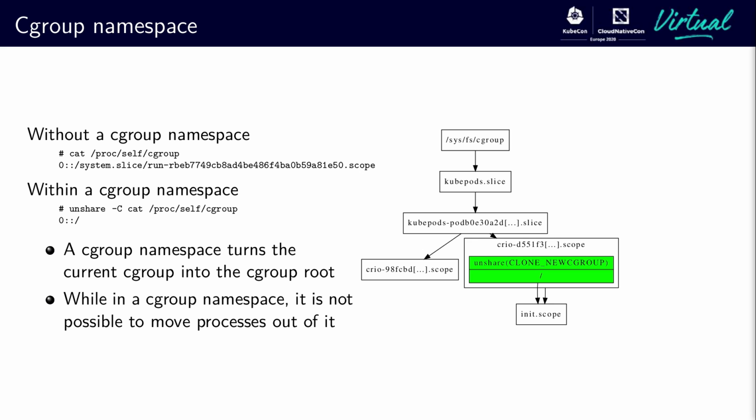When the container runs in a new cgroup namespace, it won't be able to read its full cgroup from the host perspective anymore. It will be limited to the namespace that we are just creating. When a cgroup namespace is created, the current cgroup becomes the root.